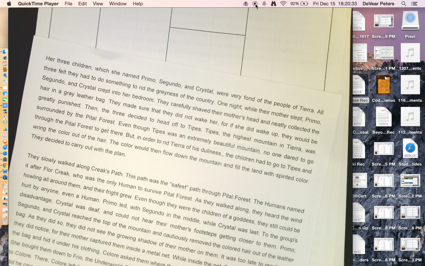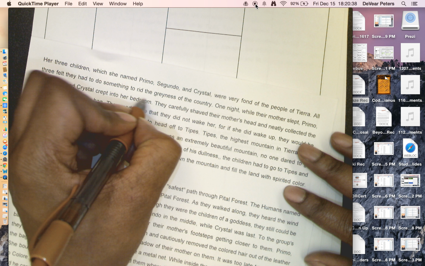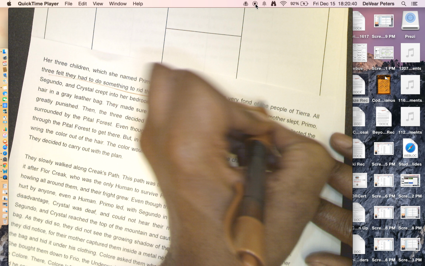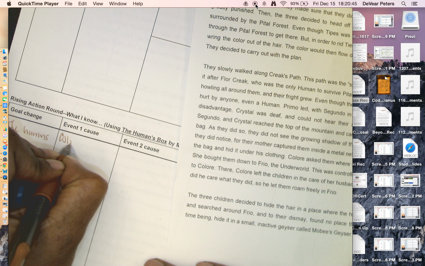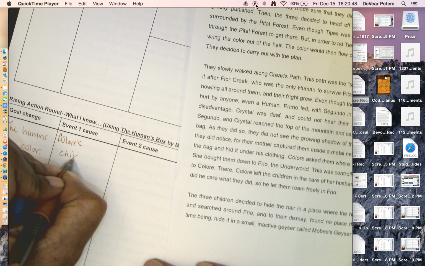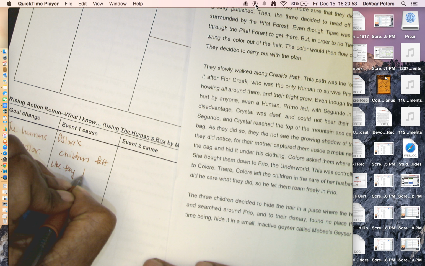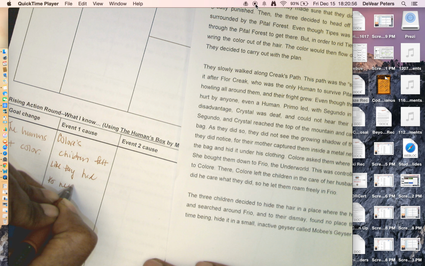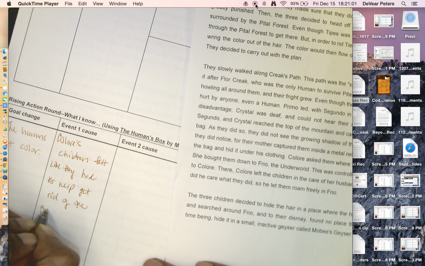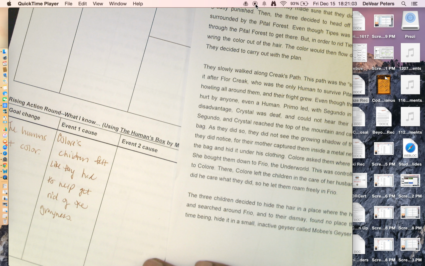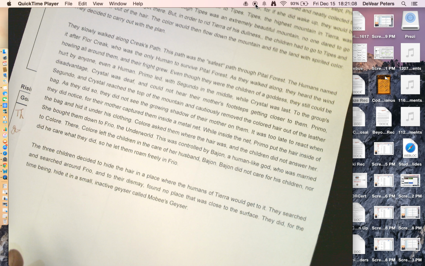And so at one point, we can put down the evidence here where all three felt they had to do something to get rid of the grayness. So one event is Calore's children felt like they had to help get rid of the grayness. Okay.